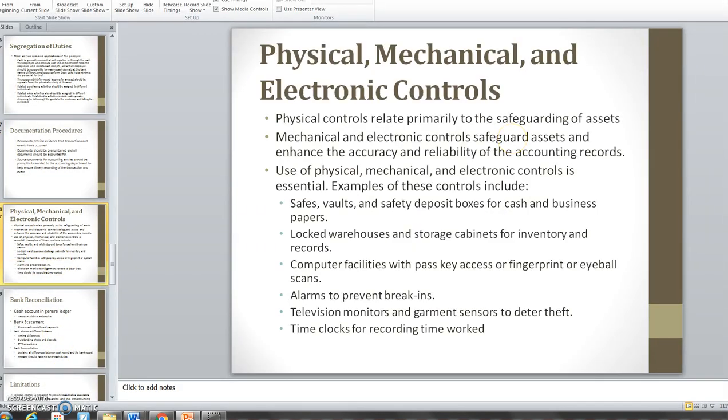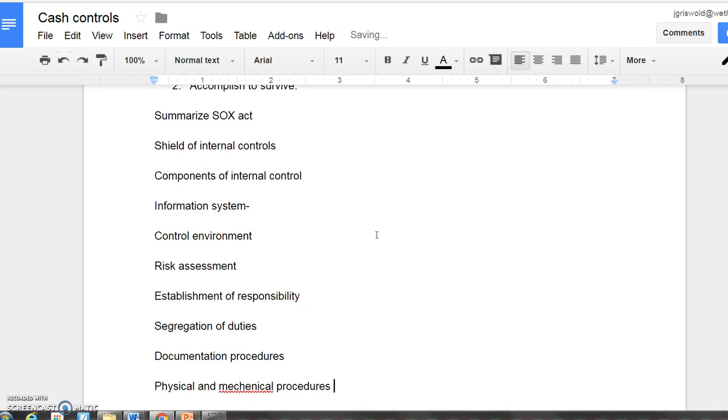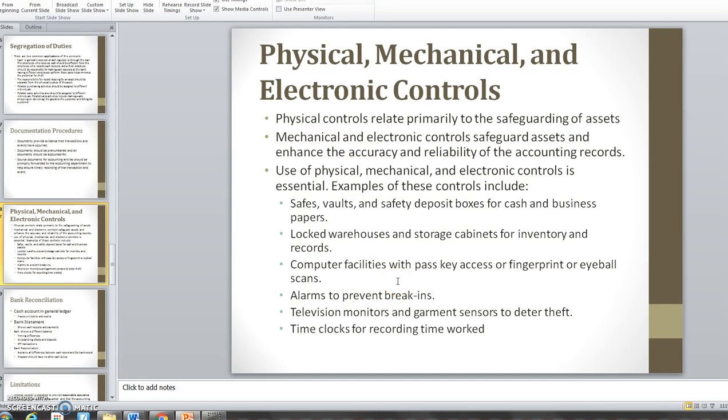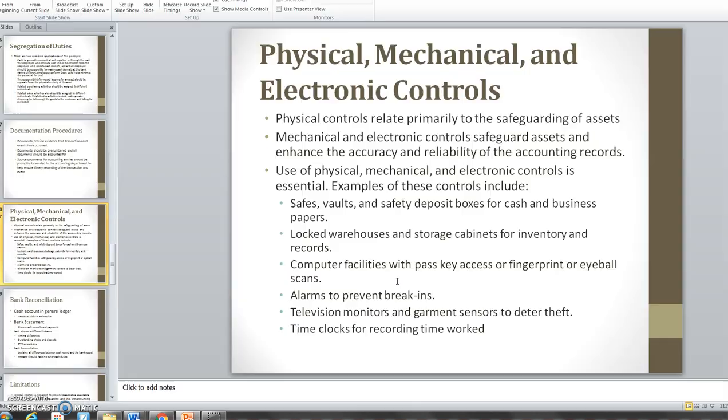Other physical, mechanical, electronic controls. You don't have to write everything down. Just give some examples for physical and mechanical. So having a safe, using IDs, having storage cabinets, alarms, cameras, time clocks. These are all physical, mechanical, electronic controls. That's essential. So you need to have those in place. Again, put some examples in your notes.